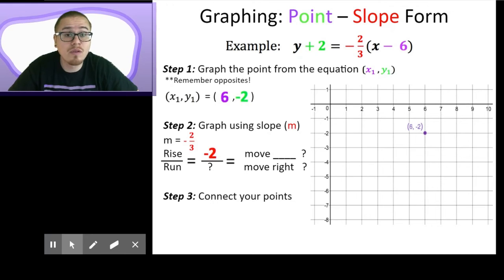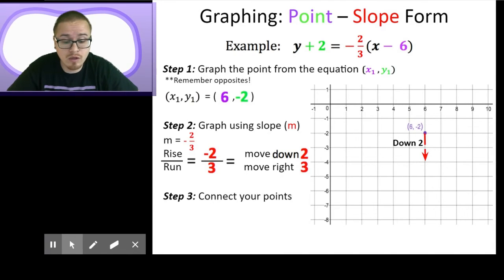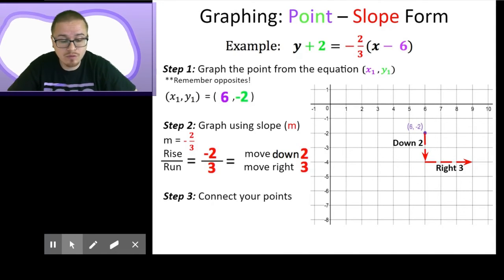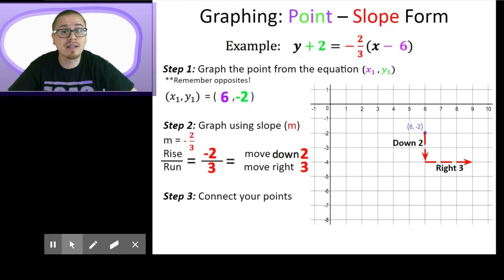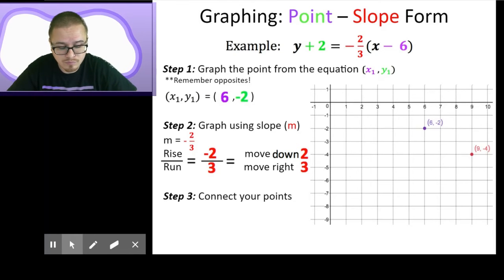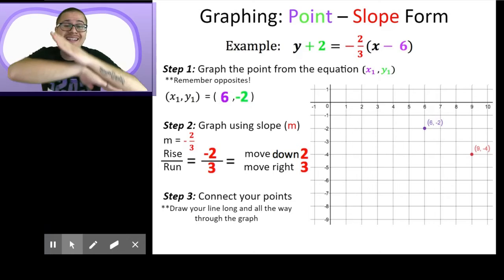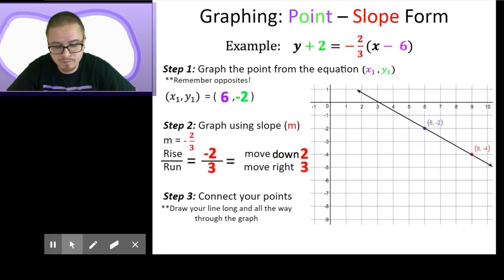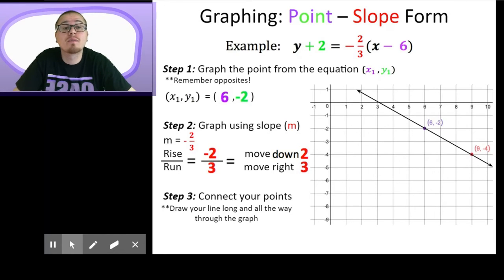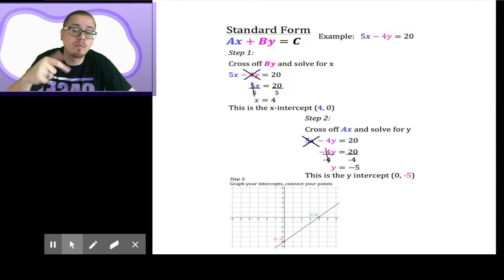Then slope's negative 2 over 3. So we're going to go down 2 and over 3. Do that. Down 2 over 3. Plot that next point. You have 2 points on your graph. Get your straight edge, get your ruler, extend that line out. There you go. You graph the line in point slope form. Point, slope. Do it.